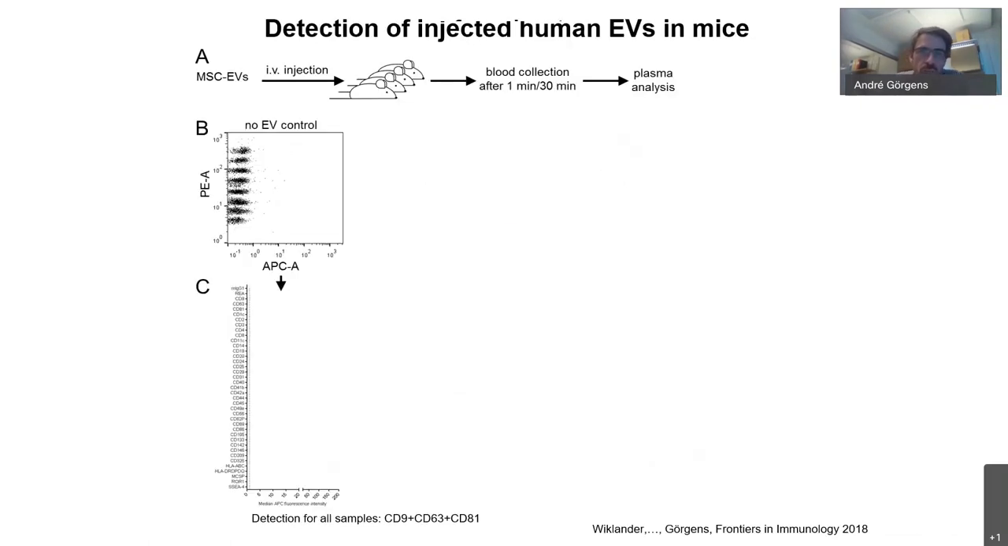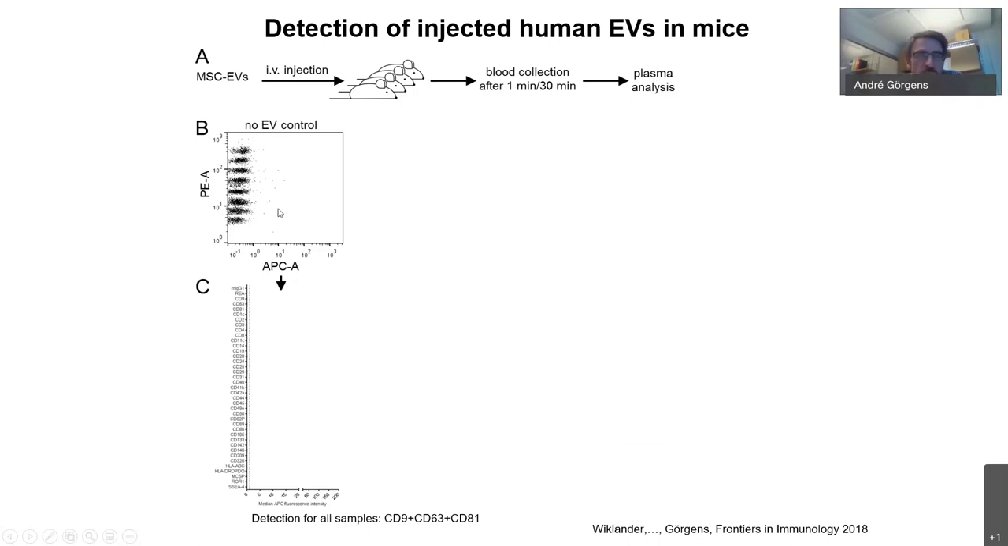So since we do a lot of in vivo experiments, we are also, of course, interested to learn more about what EVs do in vivo. It's known that if you inject EVs into mice, in most cases they are cleared very fast from the blood or from the circulation. So just as a proof of concept, we here injected MSC EVs into mice and then collected the blood after short time points and analyzed the plasma.